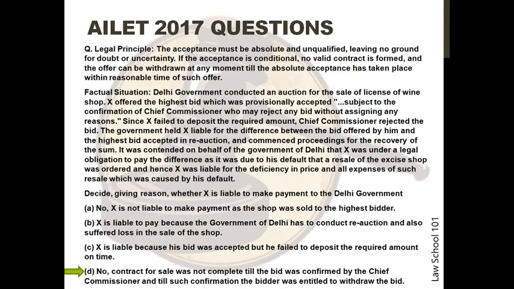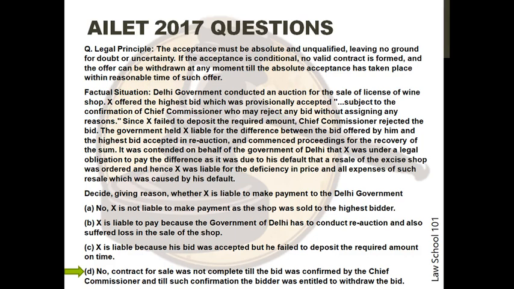The acceptance must be absolute and unqualified, leaving no ground for doubt or uncertainty. If the acceptance is conditional, no valid contract is formed and the offer can be withdrawn at any moment till the absolute acceptance has taken place within reasonable time of such offer. The fact situation is, Delhi government conducted an auction for the sale of license of a wine shop. X offered the highest bid, which was provisionally accepted, subject to the confirmation of Chief Commissioner, who may reject any bid without assigning any reasons.